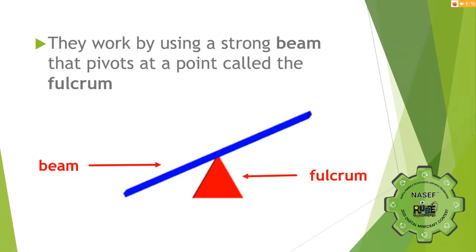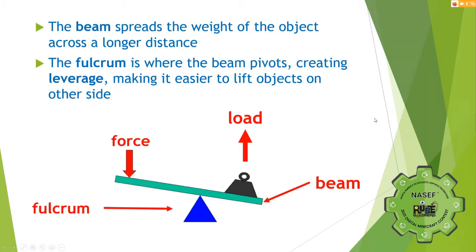Right, so we've got a beam and we've got a fulcrum, and the beam pivots on or around the fulcrum. In this case, we're looking at one that's basically a triangle, and we've got that seesaw effect. So how it works, the beam spreads the weight of the object across that distance. The longer the distance, of course, means we're spreading it out even further.